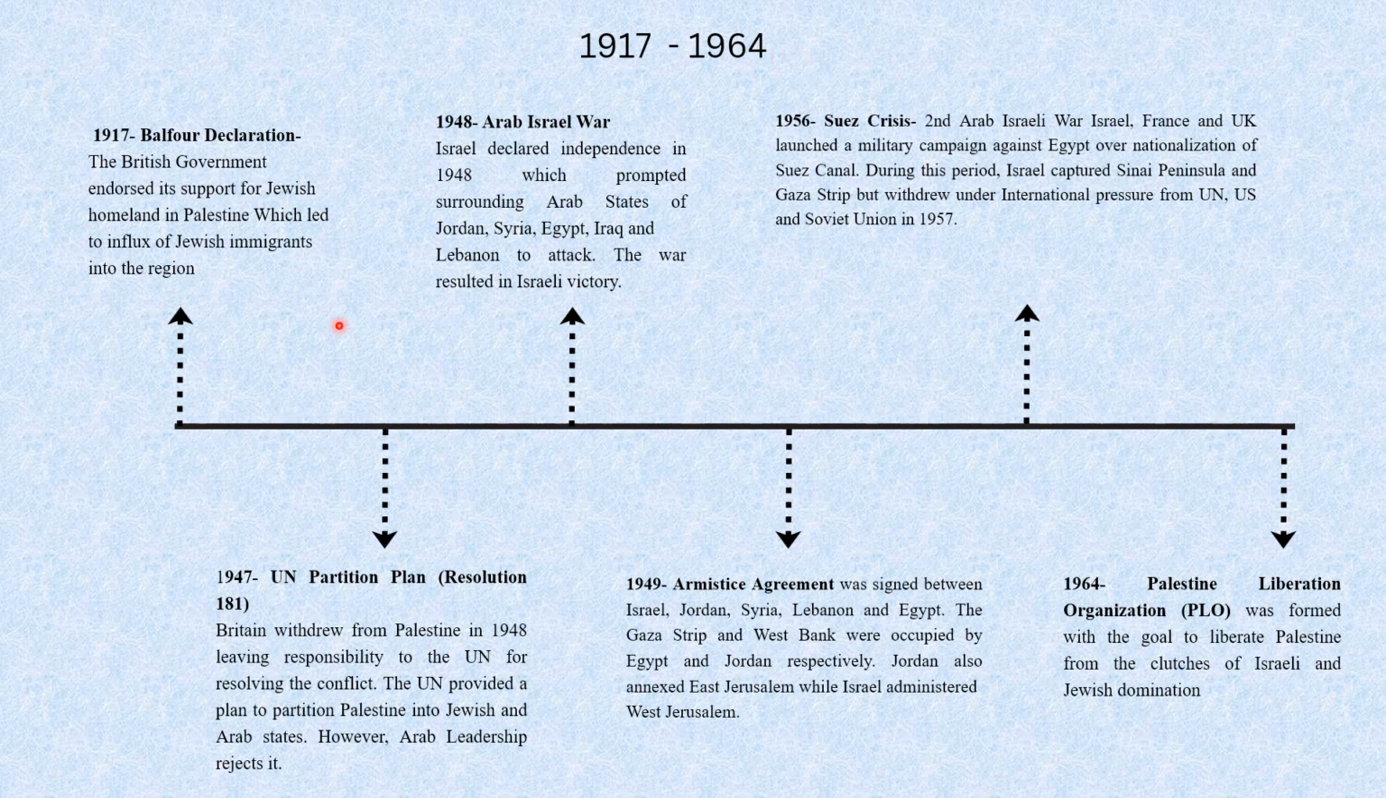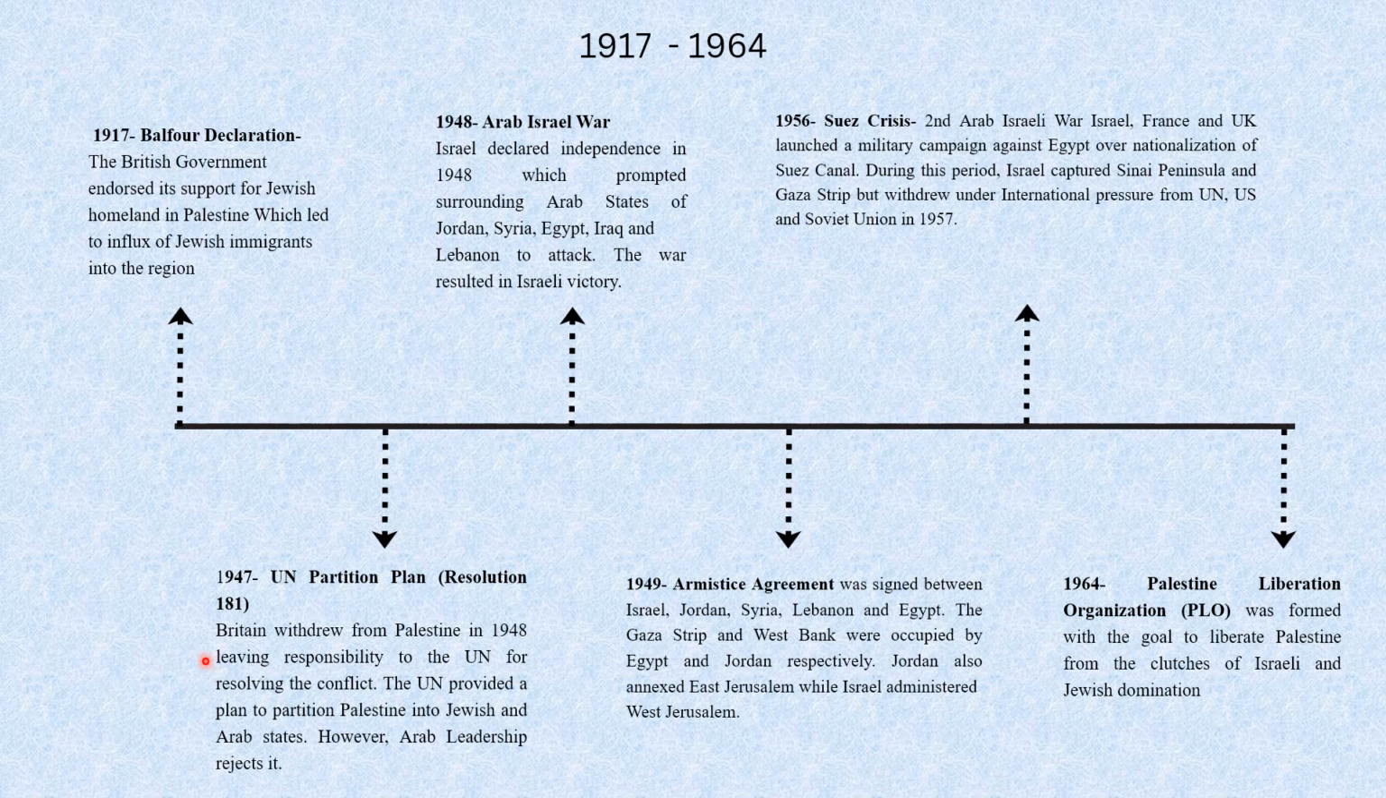As we have studied earlier, in 1917, the Balfour Declaration was signed by the then British Foreign Secretary, and according to this declaration, the British government endorsed its support for a Jewish homeland in Palestine. This declaration was very well supported by the Jewish people, but it was rejected by the Arab people and it led to a large-scale influx of Jewish immigrants into the region.